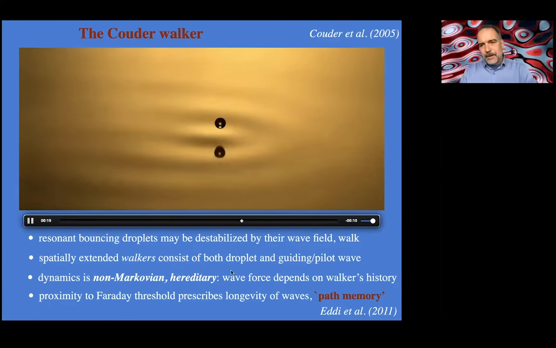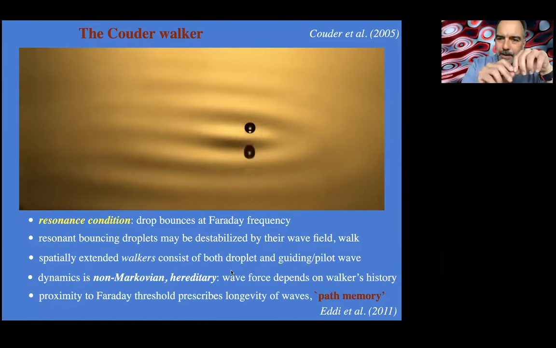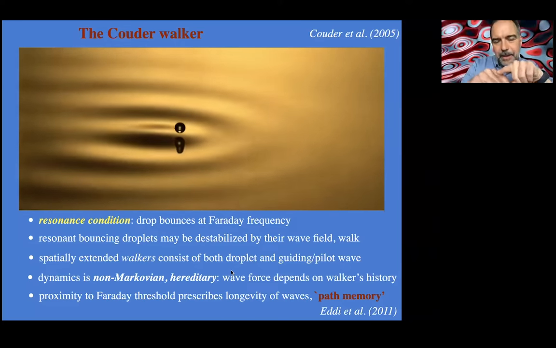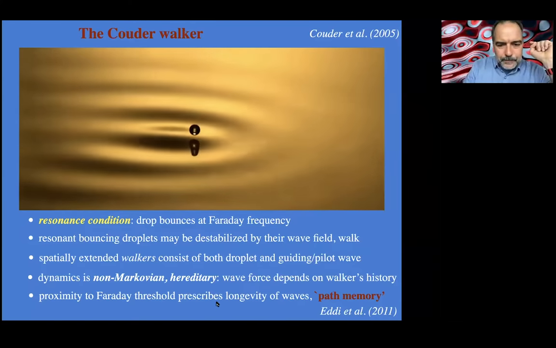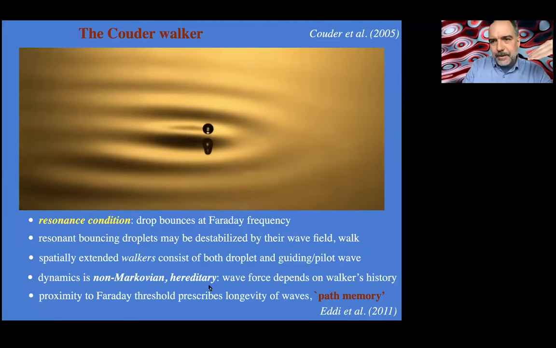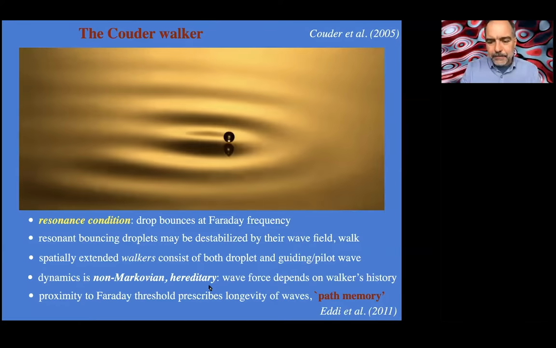And a key feature of the system is that it's non-Markovian, or hereditary. And what I mean by that is that in order to describe the dynamics of the particle, you need to integrate backwards in time. So this is because the waveform that it lands on, which imparts the force to it, depends on its history because it's laying down waves all along its path. Okay? And in fact, all of the quantum-like features, as we'll see, emerge in this limit of high memory. So when these waves are very persistent, and this happens as you approach the Faraday threshold.